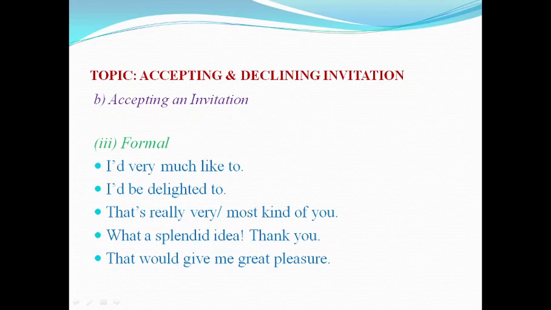That's really very kind of you, or that's really most kind of you. That's really very kind of you, we can express. By using this expression, we are making the expression more intensive.